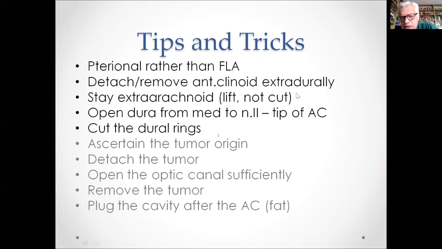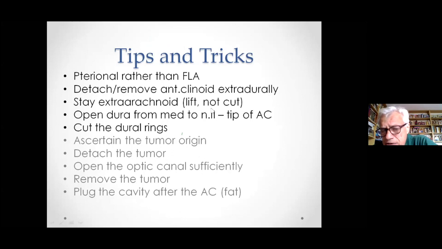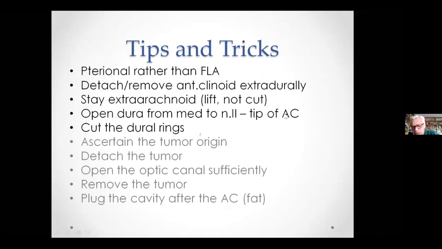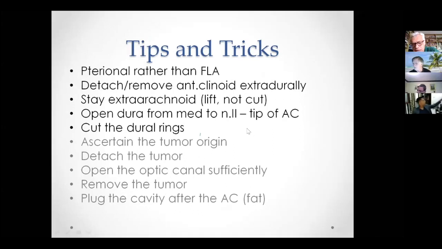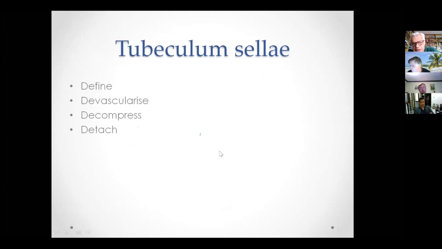Detach, remove the anterior clinoid extradurally, but most frequently I resect the tip of the clinoid intradurally. Stay extraarachnoid, that's important. Open the dura from the second nerve to the tip of the anterior clinoid. I'm talking about the rings. Cut them. Ascertain where the tumor origin is. Do understand where the tumor origin really is, because it's important.